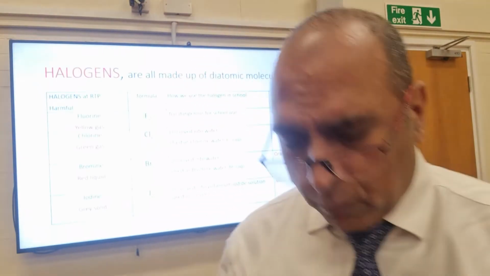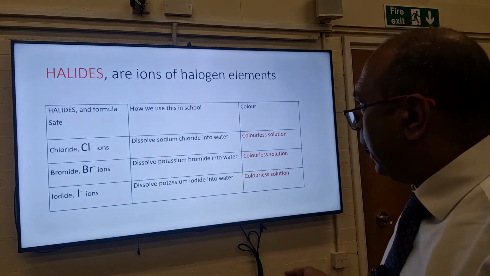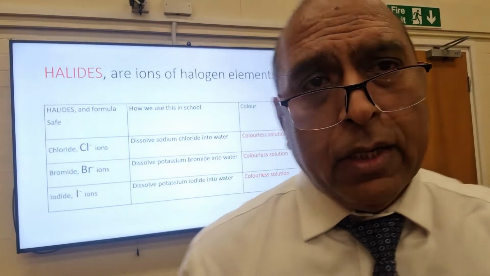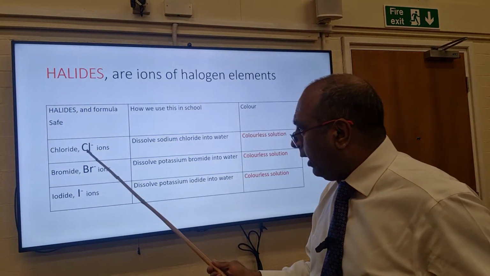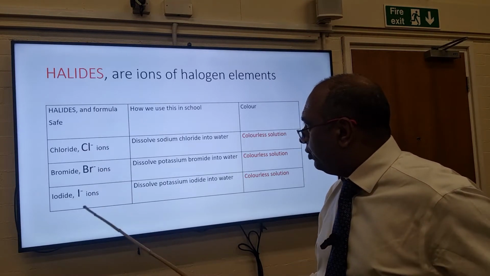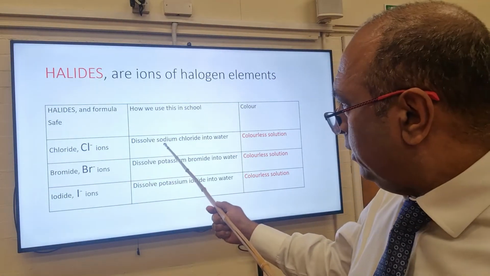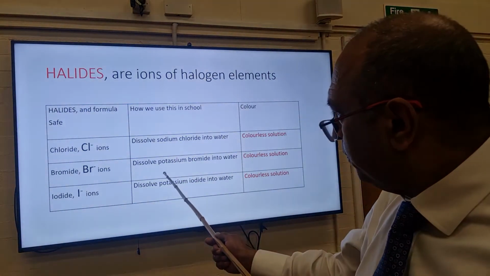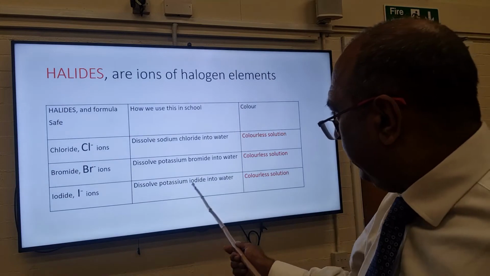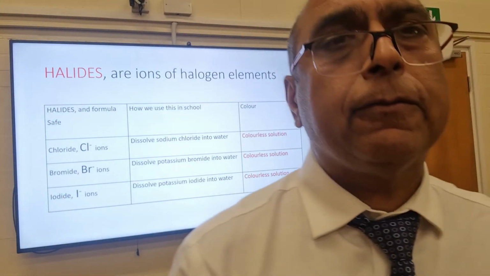Now, if we carry out reactions between halogens and their halides, the halides are chloride, bromide, iodide. If we want to use those, we use them by dissolving them in water: sodium chloride, potassium bromide, potassium iodide in water. All of them are colourless. Let me show you.